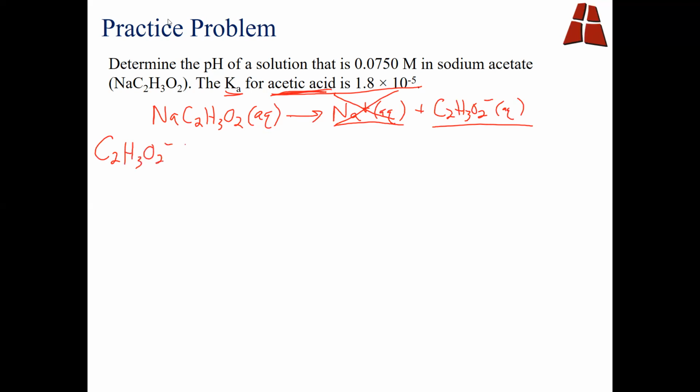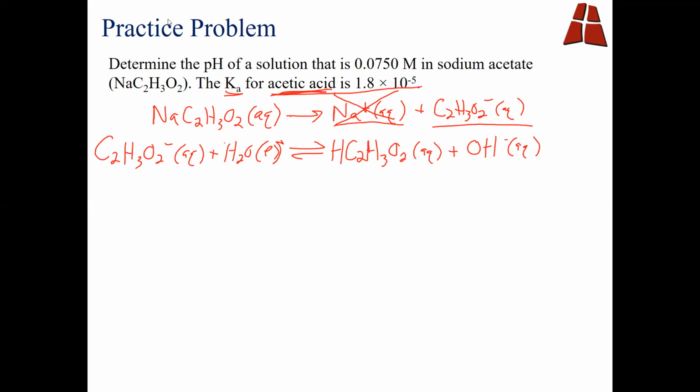C2H3O2 minus reacting with water, H2O, which is, of course, a pure liquid, and that's going to be in equilibrium with the products. So if acetate acts as a base, it's going to form acetic acid. So we would add one proton to it, HC2H3O2. That would still be aqueous. And then if it deprotonates water, we would, of course, end up with hydroxide as our conjugate base.